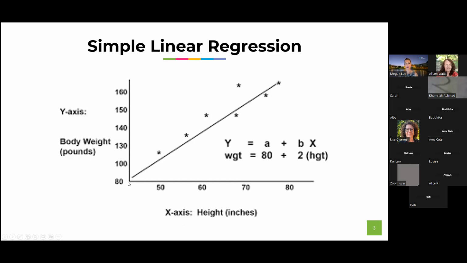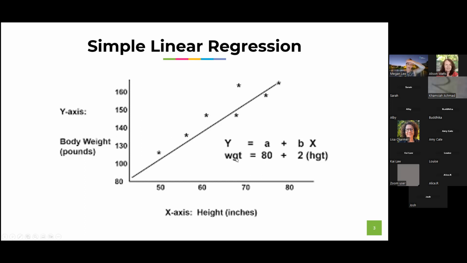And when we run the regression, there are 1, 2, 3, 4, 5, 6, 7 participants in this regression. They are the stars that are there. The first participant's weight and height, so they're around 50 inches, a bit American, and just under or around 120 pounds.